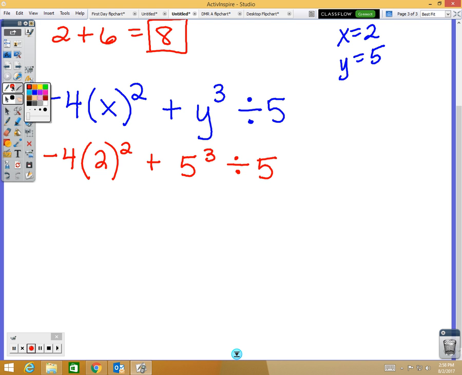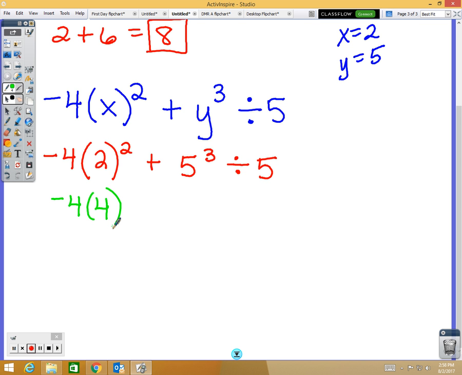Now I'm going to start thinking about my order of operations. I have parentheses, but can I do anything in there? No. They're just there to show multiplication. So I don't want to worry about the parentheses. So I want to move on to exponents. So I need to do 2 to the second power, which is 4. So I have negative 4 times 4.